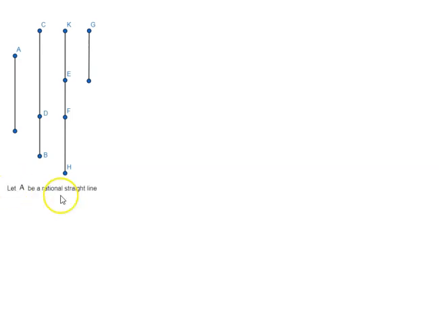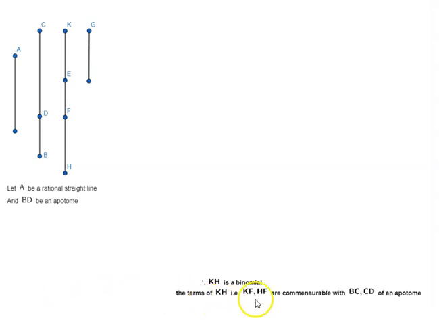So let's see. Let A be a rational straight line. Let BD be an apotome. What the proposition is saying is that if we apply the square on A to BD, we get a breadth KH, a binomial, and the terms of the binomial, that is KF and HF, are commensurable with BC and CD of an apotome, and they are in the same ratio, and KH has the same order as BD. So let's see how we can start from here and arrive at here.